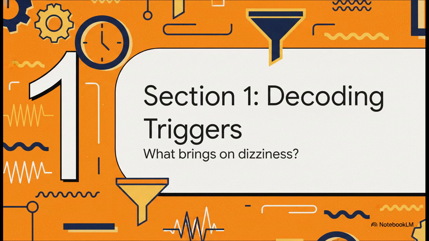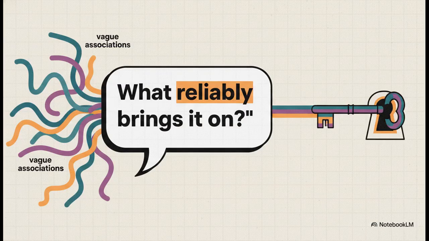Section 1, decoding triggers. Once you've established the timing, this becomes your first and honestly your most powerful filter for cutting down the list of possibilities. The most important question you can possibly ask is, what reliably brings it on? And I really can't stress that word reliably enough. We are not interested in vague associations. We want an action, something the patient can do predictably time and time again to bring on their symptoms. This question is your master key.